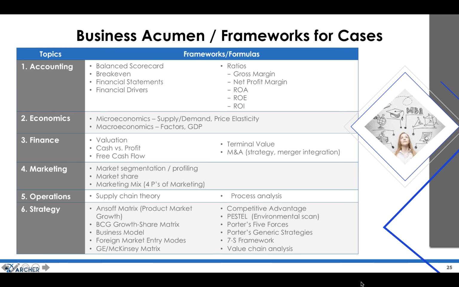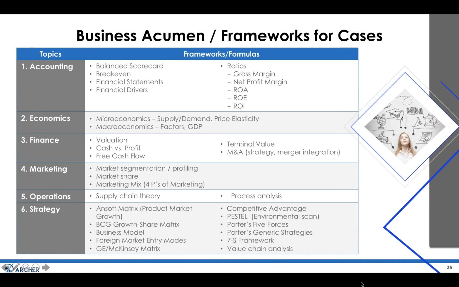The third area then is finance. Again, you will not be expected to be financial experts. And for the most part, the financial calculations will be straightforward because you don't have access to a calculator. Knowing the principles behind evaluation, what's the difference between cash and profit, what is free cash flow, how to calculate a terminal value, and then some of the calculations behind M&A, particularly synergies, benefits from merger integration, that sort of thing. The next area then is marketing.